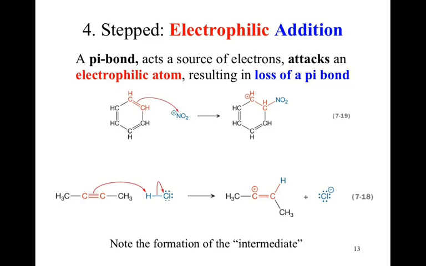In step 4, for our step reaction, we have an electrophilic addition. Our pi bond will act as our source of electrons and will attack an electrophilic atom. This results in the loss of a pi bond, hence our addition term. The electrophile is coming in because the pi bond reacts with an electrophile. So it's an electrophilic addition. Both of these reactions were specified in your textbook as electrophilic addition reactions.